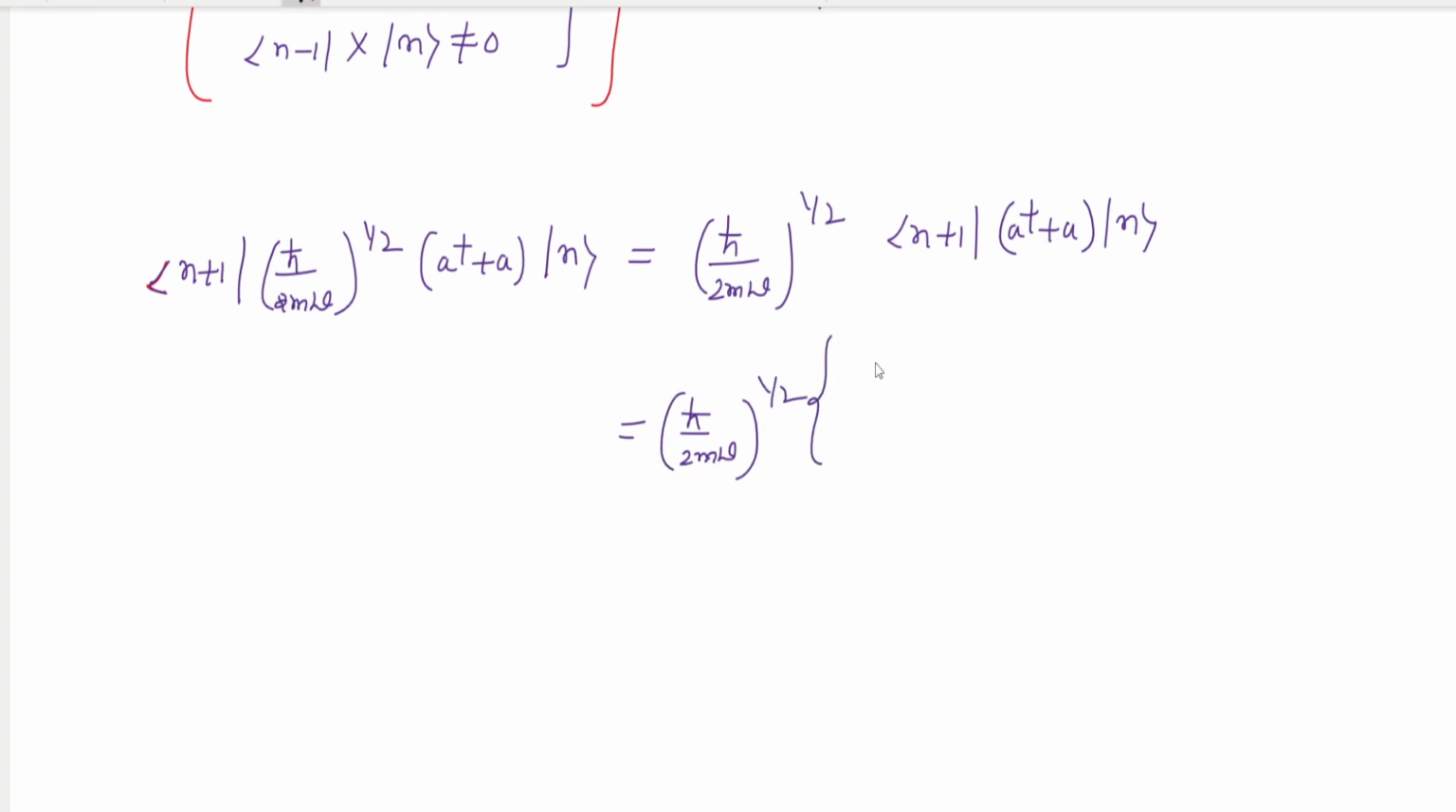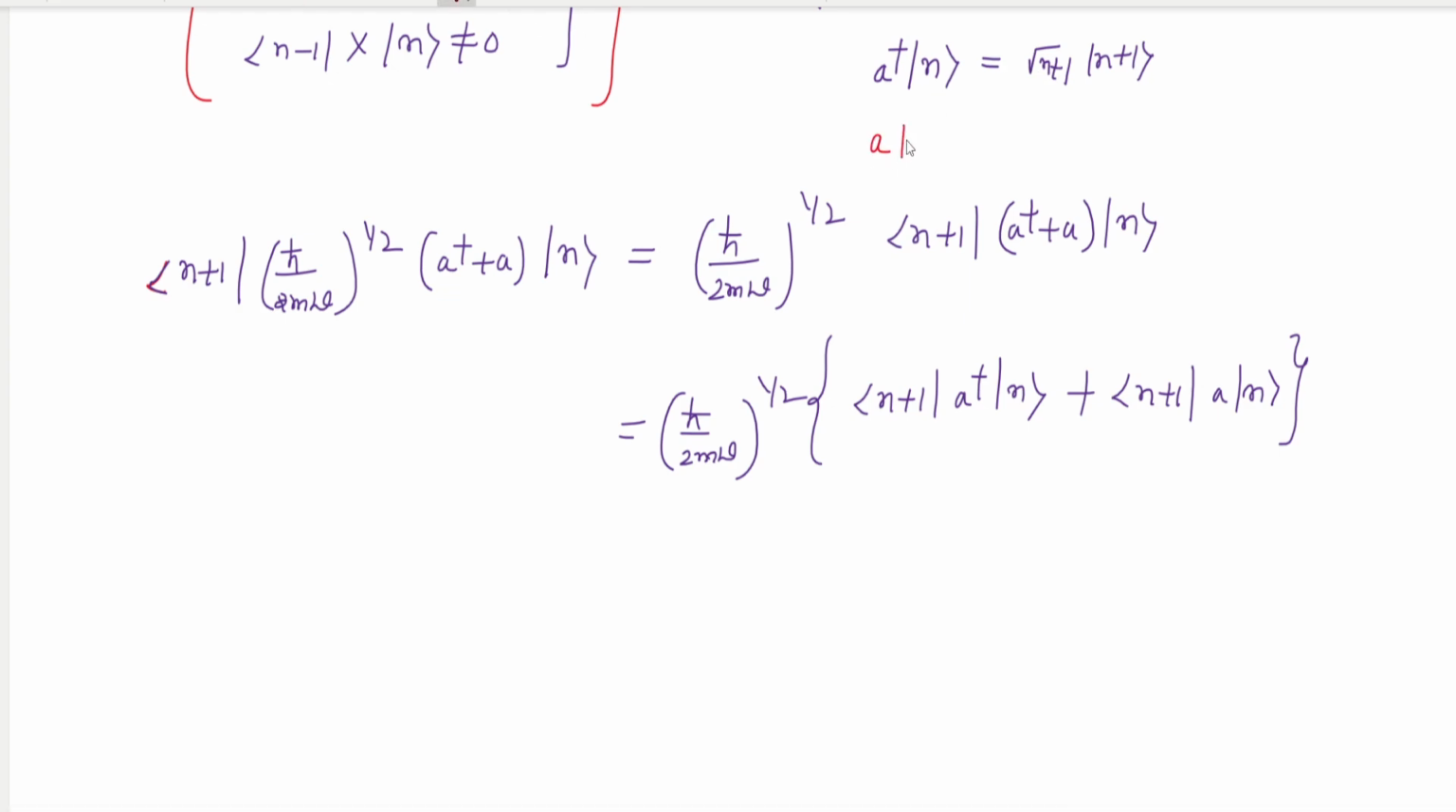Then we try to rearrange this equation: n plus 1 A dagger n plus n plus 1 A n. So use these two formulas. One is if you apply A dagger on this n state, then you can get n plus 1 state into root n plus 1. This is one formula. Another formula, in case you apply the annihilation operator on the n state of the system, then you can get the n minus 1 state, it will decrease one state. By using these two formulas, I'm going to apply the exact formulas here.